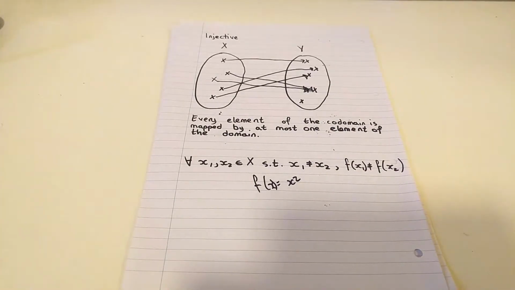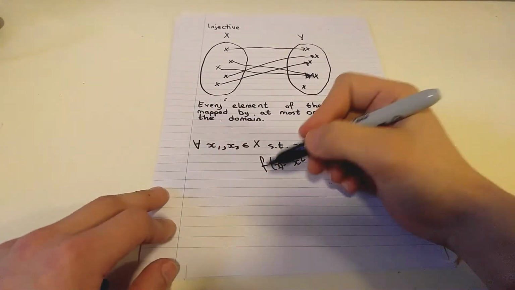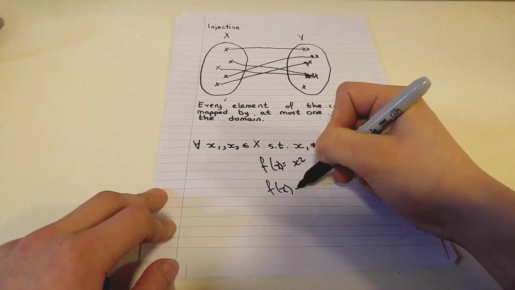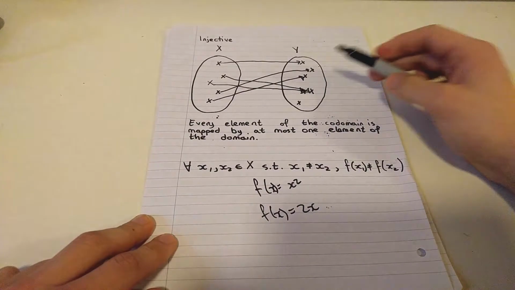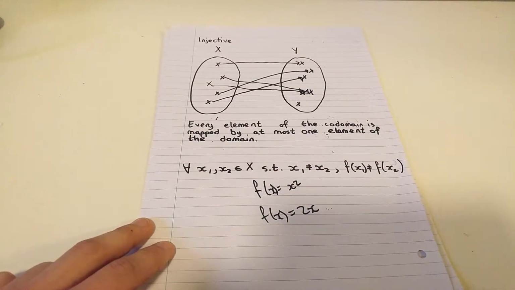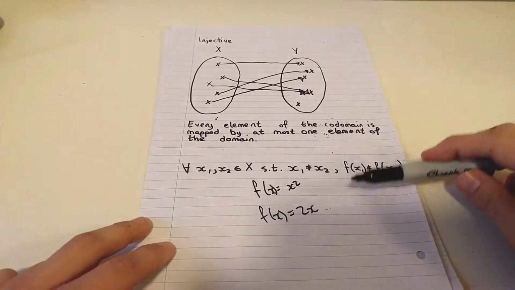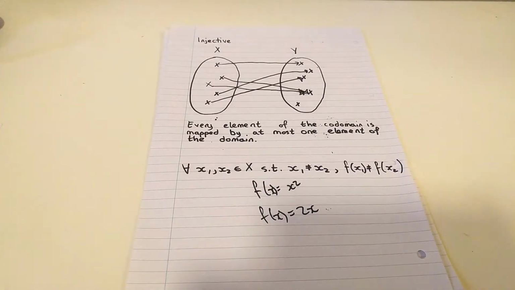A good example of an injective function would be any straight line, really, because no matter what number you have on a straight line in the codomain, there will only be one value that maps onto it. So if we have f of x equals 2x, if we pick any real number, say 8, the only way to make 8 out of this function is by having x equals 4. There are no two distinct answers in terms of x. So this covers the injective functions.